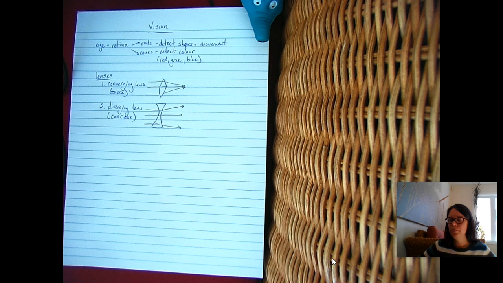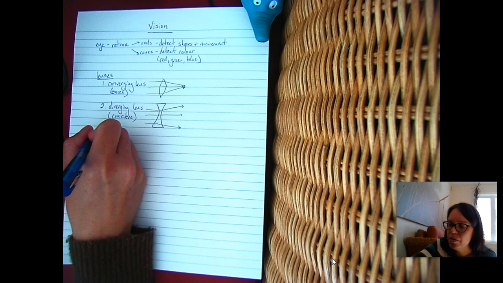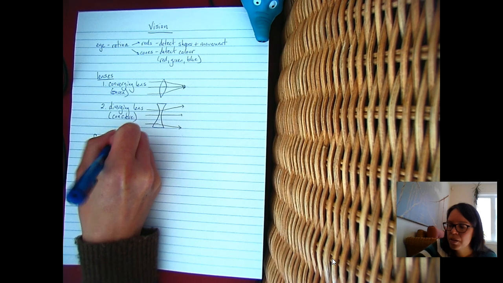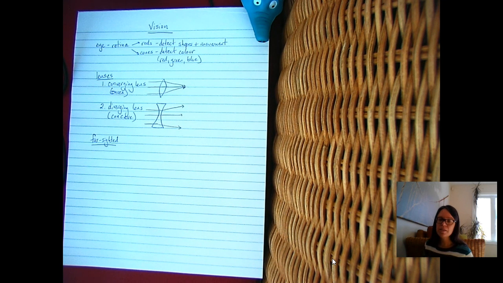I guess what I wanted to go to next is talking about what it means to be nearsighted versus farsighted, and what your eye can and can't do in those situations, and then how we correct for that. So let's start with farsighted. If you are farsighted, okay. What that means is that you can focus on things that are in the distance, but you can't focus on things that are right in front of you.